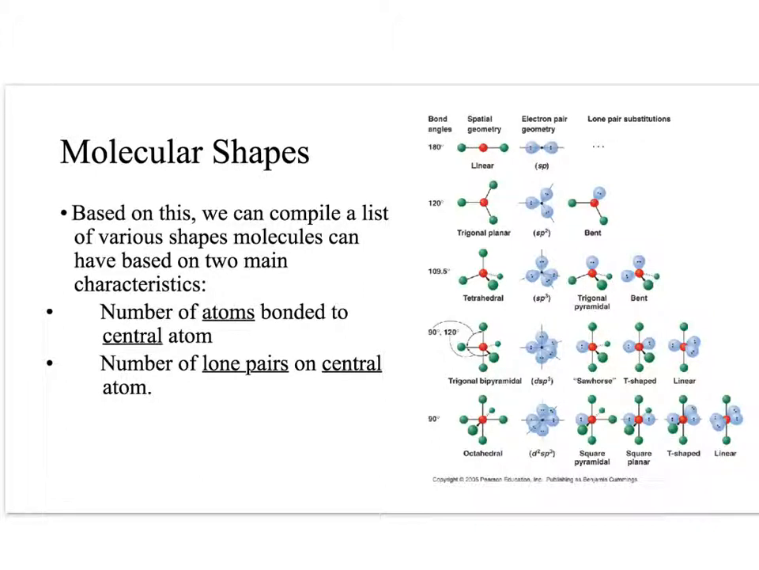We have a shape that's called bent. Notice I have two atoms bonded to my central atom, which is red, and this represents a lone pair. Notice it's kind of bent. Or tetrahedral has four atoms bonded to the central. That's kind of how things end up working. So let me show you the ones that you actually need to know.